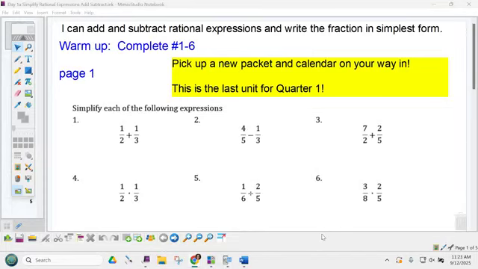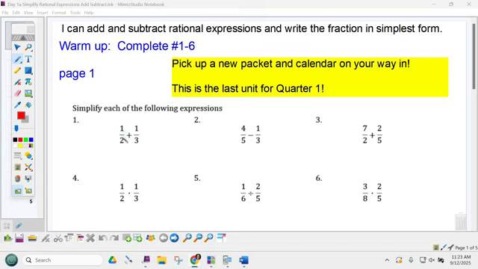Okay, so to start our next unit on rational expressions and functions, we have a warm-up on page 1. We're going to activate some prior knowledge about arithmetic with fractions before we get into rational expressions with variables. To add fractions together, you need a common denominator. Using the least common denominator is the easiest.